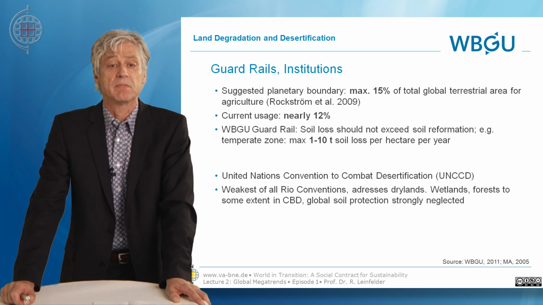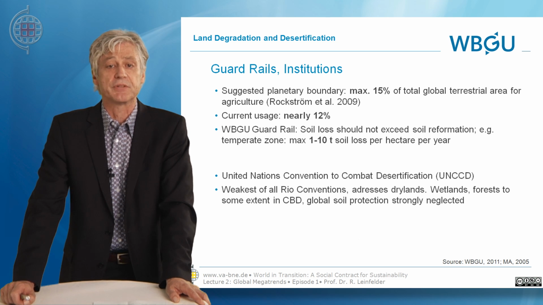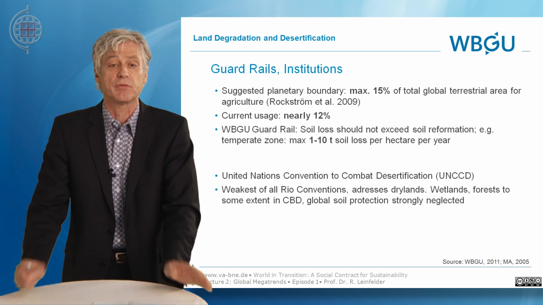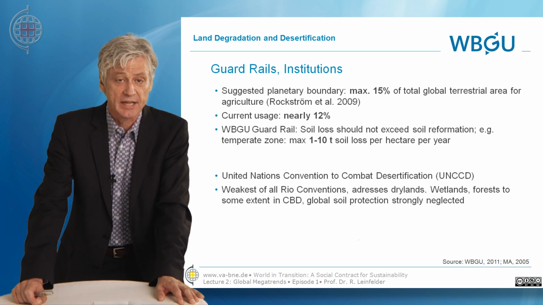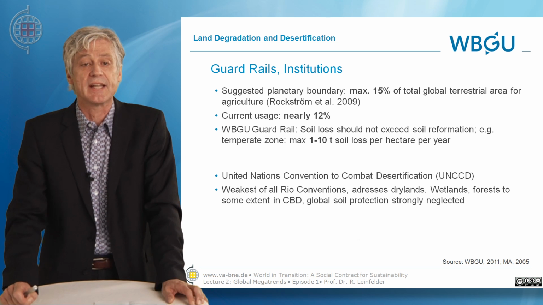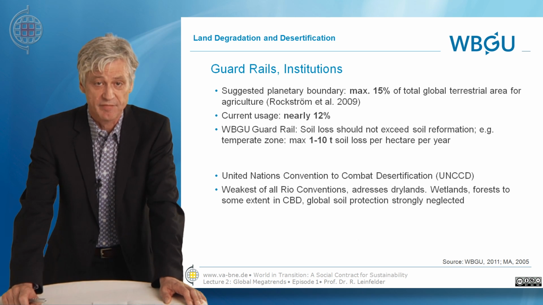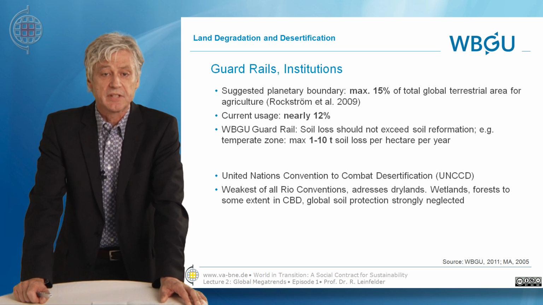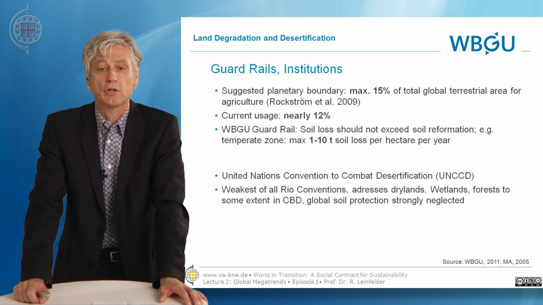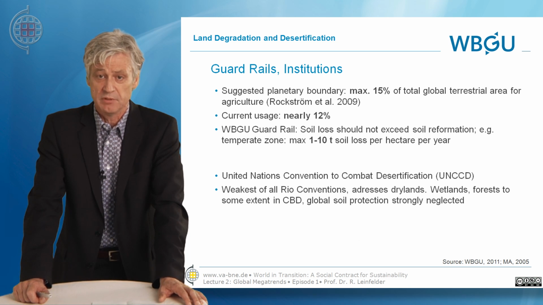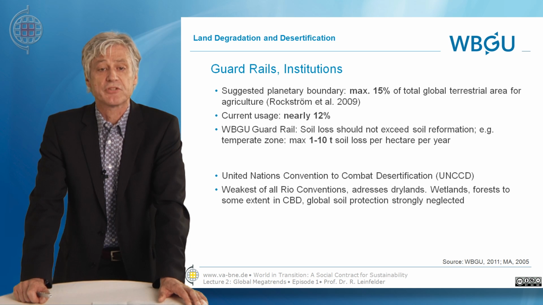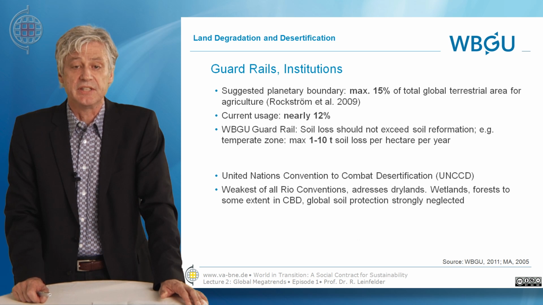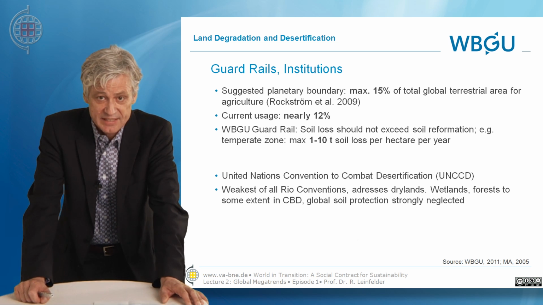Well, yes. Rockström's planetary boundary is that about 15% of the total global terrestrial area should be used for agriculture proper, and the current usage for this closely defined agricultural area is now nearly 12%, so there's not much left here. The WBGU guardrail comes up with a different suggestion. It says that soil loss should not exceed soil reformation. That means, for instance, for the temperate zone, that a maximum of 1 to 10 tons of soil loss per hectare per year should not be exceeded.